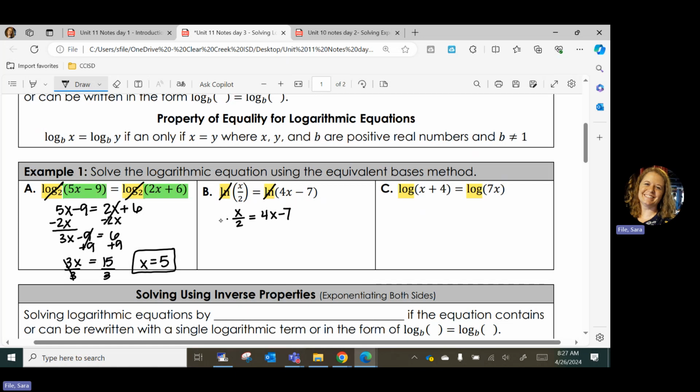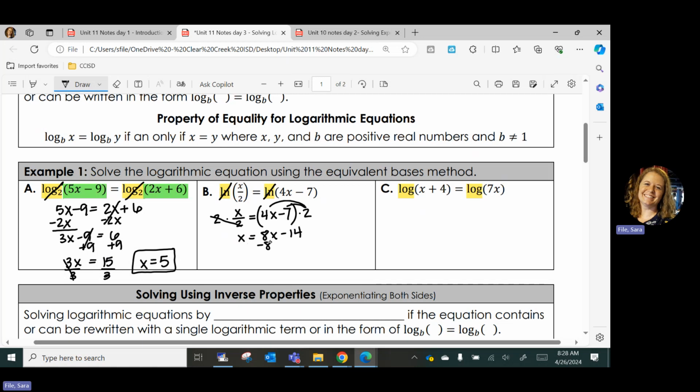I'm going to multiply, opposite operation. So times 2. Now what you do to one side, you do to the other, but I can't just do this and just multiply the 7 by the 2. The entire other side has to get multiplied by 2. So we put parentheses around that, and we're going to have to distribute the 2 to both terms over there. So that becomes 8x minus 14.